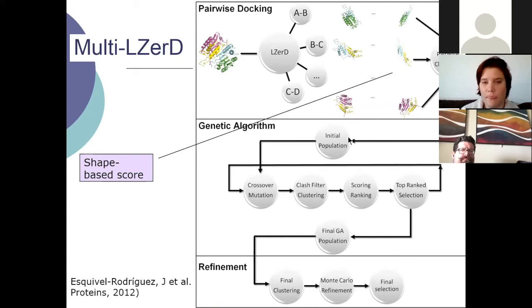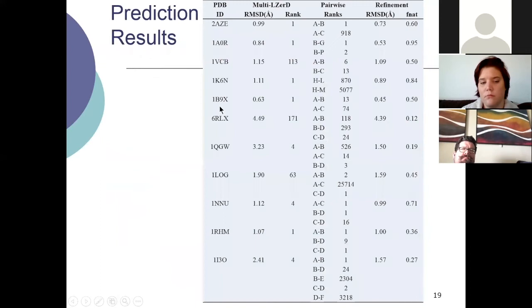And then it does some refinement. So this is for multiple chains. Okay, so these are some examples.